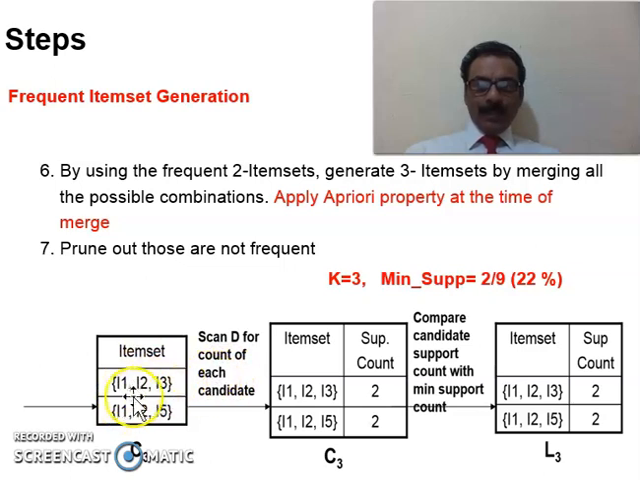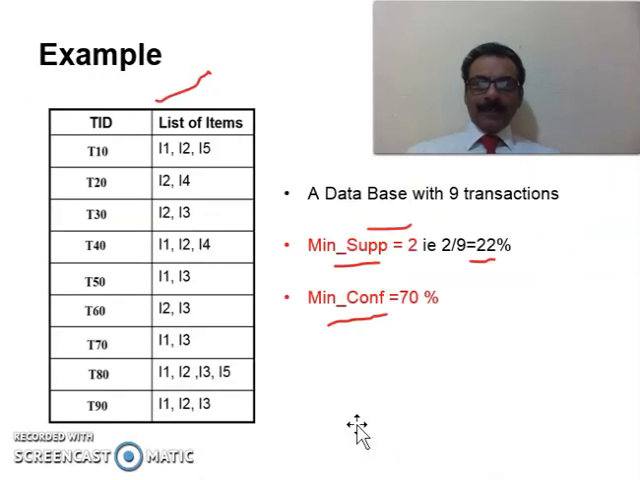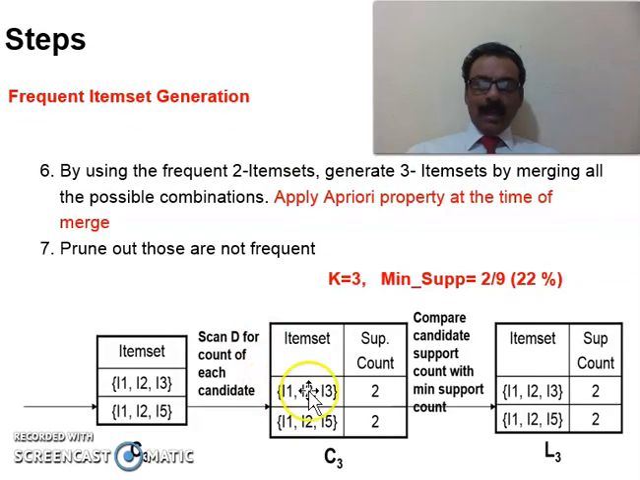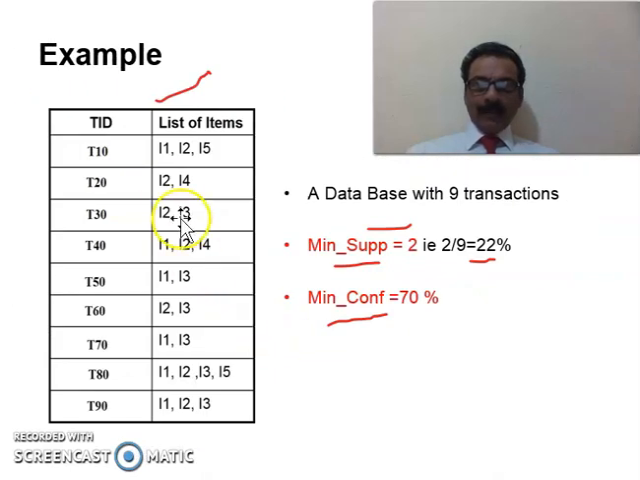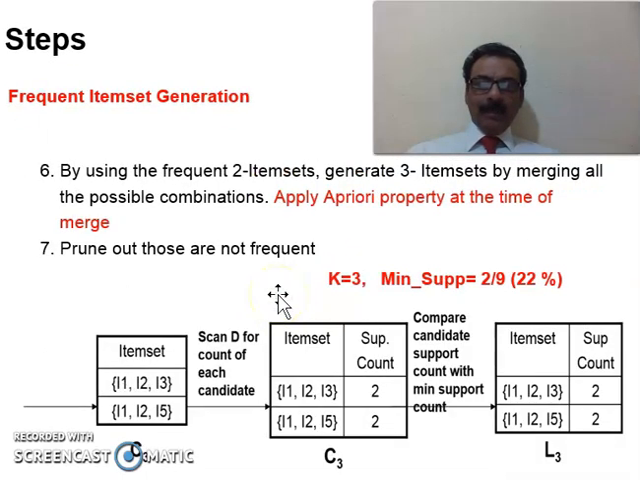Now, for the candidates, you are going to find out the frequent item sets. For this, you have to search your transaction database and find out how many times each occurs. If you search I1, I2, I3 and I1, I2, I5, you can see I1, I2, I3 occurs 2 times. Then I1, I2, I5 is also 2 times. So these all fulfil the minimum requirement.